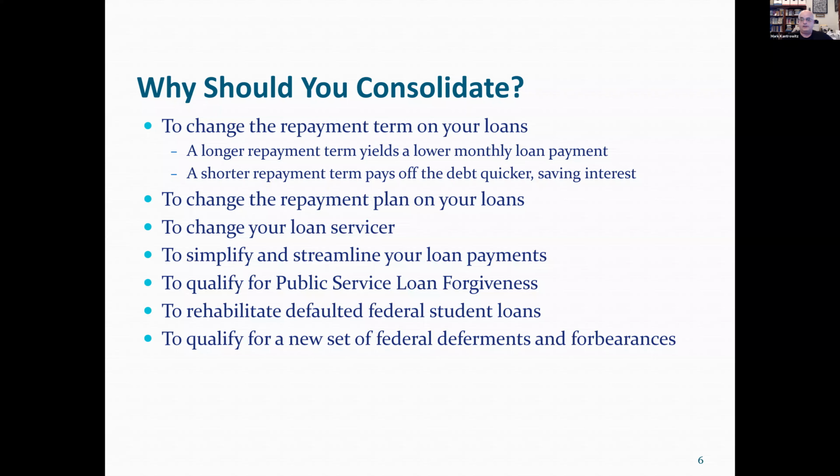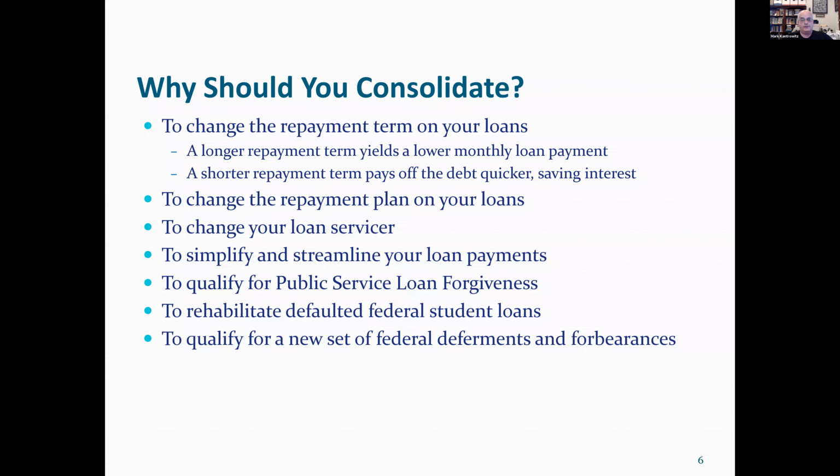And in addition, when you consolidate a loan, it's a new loan. And as a new loan, it is eligible for a new set of deferments and forbearances. Normally, deferments and forbearances have a 3-year limit, but that limit is per loan, not per borrower. So when you consolidate and get a new loan, it gets a new set of deferments and forbearances.